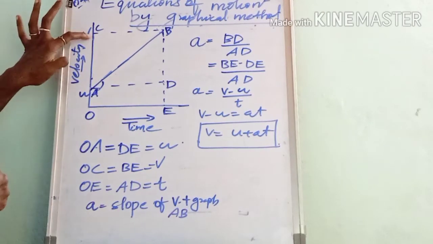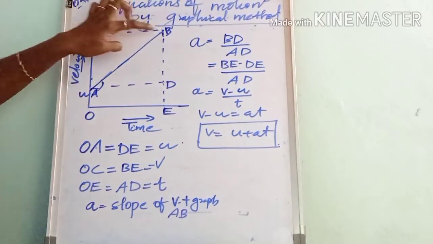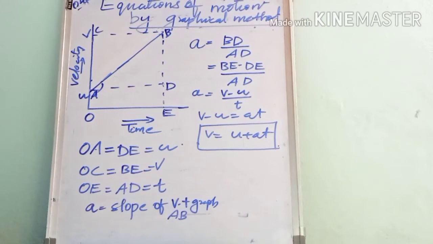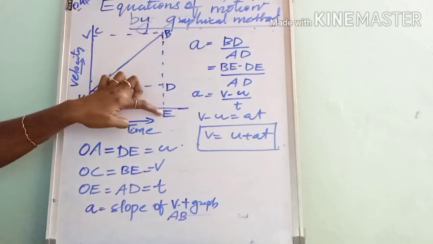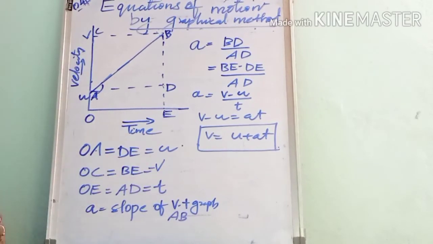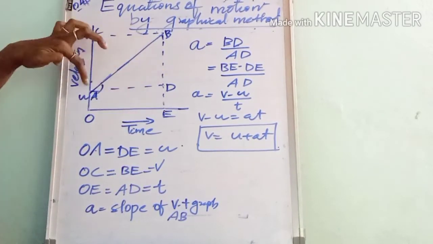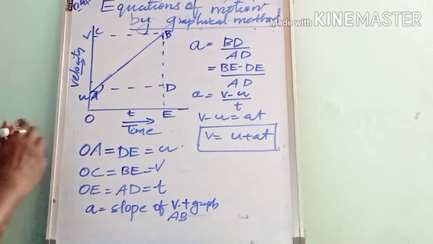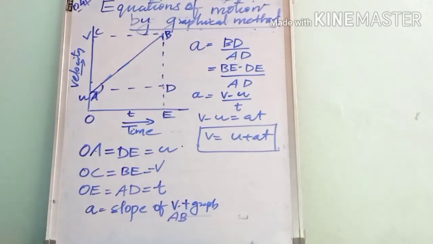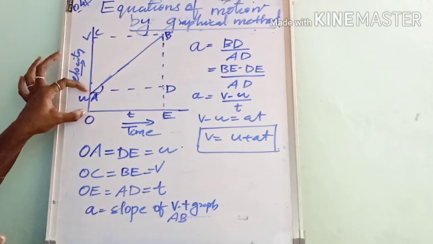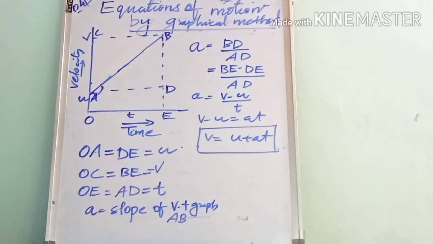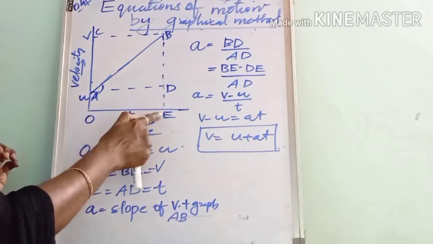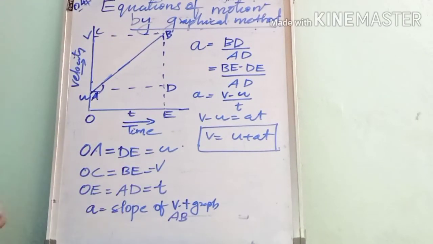Then OC is equal to BE, this much distance, which is taken as the final velocity V. Again from the graph, OE is equal to AD, which is taken as the time T. So OA equals DE equals the initial velocity U, OC equals BE equals the final velocity V, and OE equals AD equals the time T.